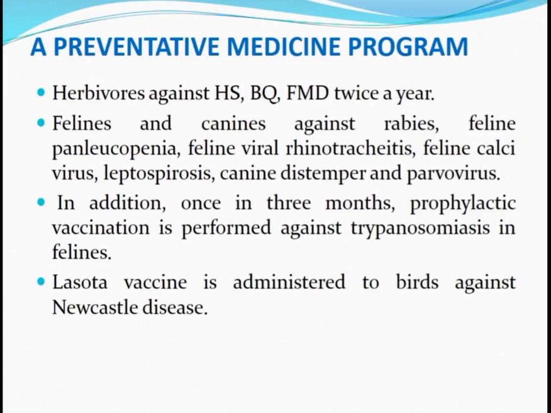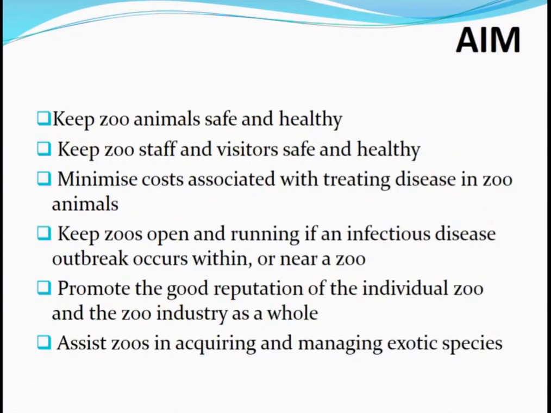For example, the herbivores should be vaccinated against HS, BQ and FMD twice a year. Felines should be vaccinated against rabies, feline panleukopenia, viral rhinotracheitis, parvovirus, etc. In addition, there should be care for trypanosomosis or other vector-borne diseases. Then the birds should be vaccinated against Newcastle disease, preferably by Lasota or F1.